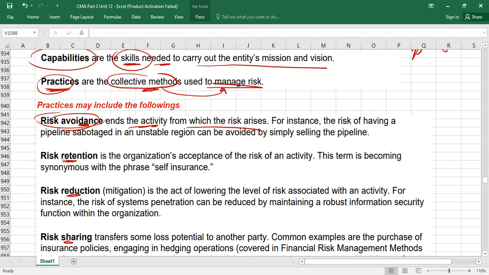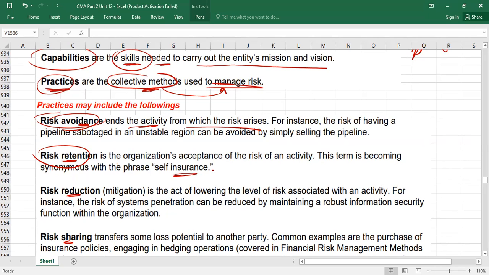Then we have risk retention. Risk retention means you are accepting the risk. For example, as I gave you the example, let's assume you are going to invest in the stock. I'm giving you this opportunity to invest in the stock. Now I'm telling you, yes, there could be a loss also. The risk is there. Risk retention is also called self-insurance.